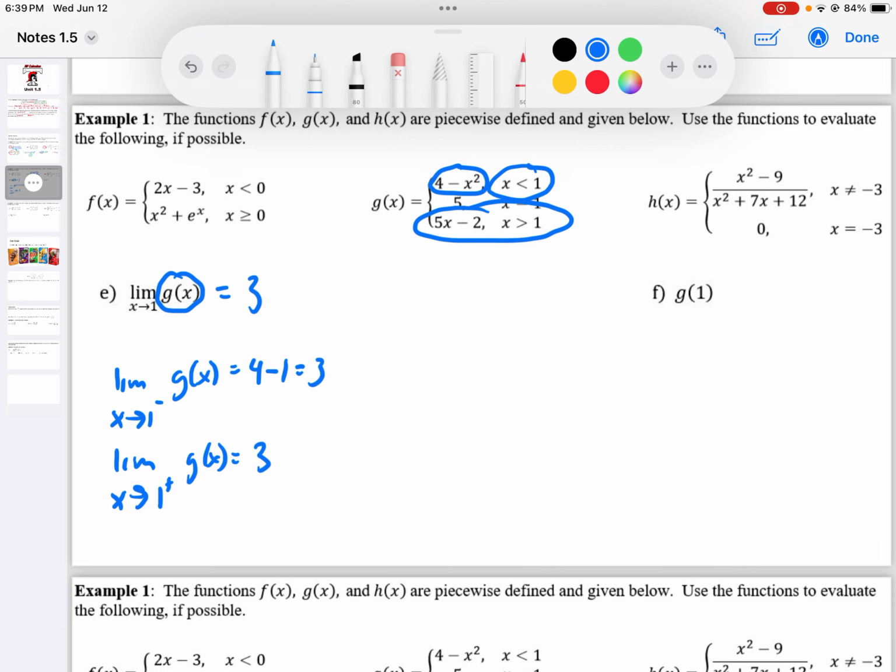All right, part F says g of 1. What is the g function evaluated at 1? It doesn't care about limits. It's just going to be 5. When x is 1, g is 5.